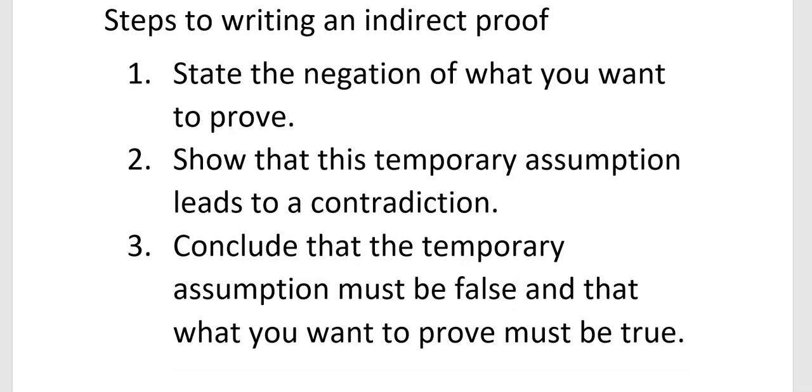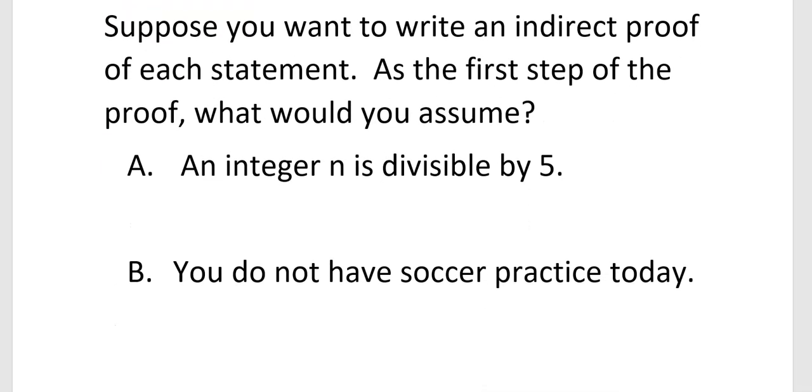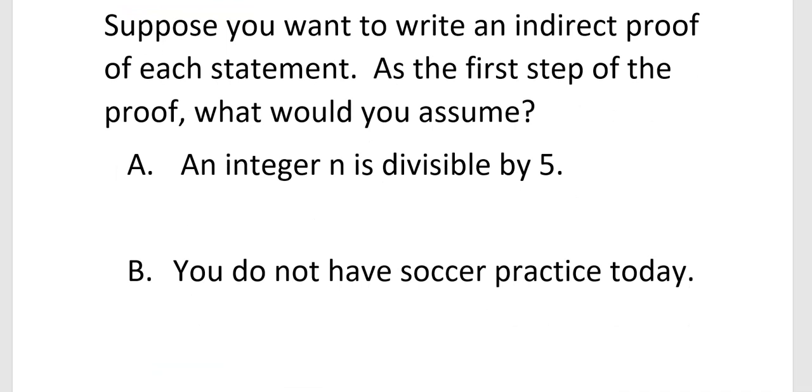Okay, so let's just look at step 1 for a minute. Problem 1, suppose you want to write an indirect proof of each statement. As the first step of the proof, what would you assume? So looking at what you guys just wrote down, the first step said, state the negation of what you want to prove. Negation just means the opposite. So if you look at this one, an integer n is divisible by 5, the opposite would be an integer n is not divisible by 5. So it's super easy to change it to what it isn't. You're just going to do the opposite. Sometimes you add a word, sometimes you have to add a little phrase in there, but you want it to make sense. So here is my assumption.